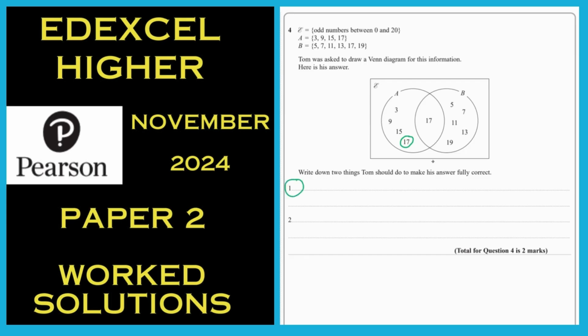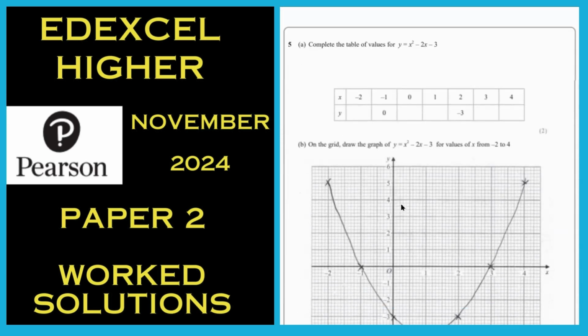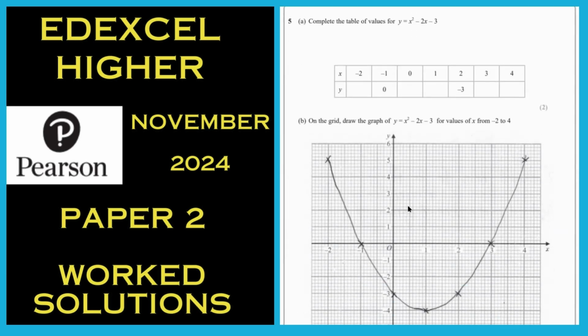17 should only be in the middle or the intersection, would be my first reason. And also, he's supposed to be dealing with all the odd numbers from 1 to 20. He's missing the lowest odd number. He's missing the digit 1, so he needs to add 1 into the diagram. Feel free to do it for Tom like that. Don't overcomplicate. Don't feel like you've got to write a huge amount. Nope, none of that.